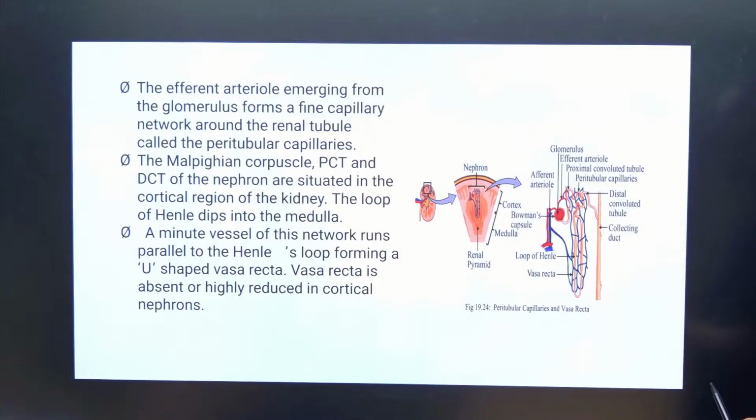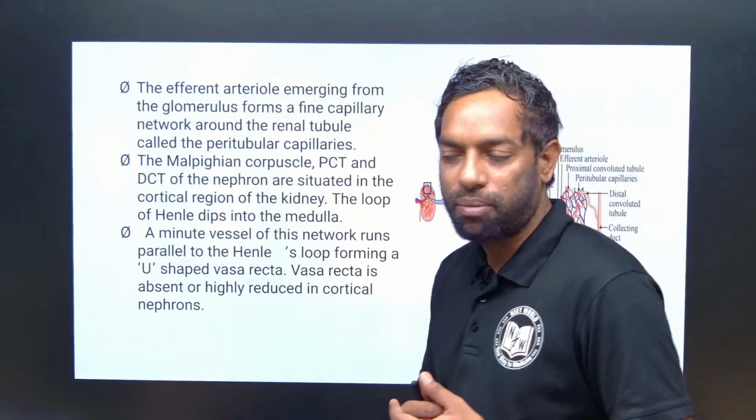The efferent arteriole emerging from the glomerulus forms a fine capillary network around the tubule called the peritubular capillary. What is the work of the peritubular capillary? They give oxygen to the nephrons, and they are also involved in osmoregulation, that is, the ionic concentration for reabsorption or secretion into the renal tubule. They can ask you such questions. The Malpighian corpuscles, PCT and DCT of nephrons are situated in the cortical region of the kidney and the loop of Henle goes deep into the medulla. We discussed it, right? What is the vasa recta? This is all about the simple topic of nephron, guys.